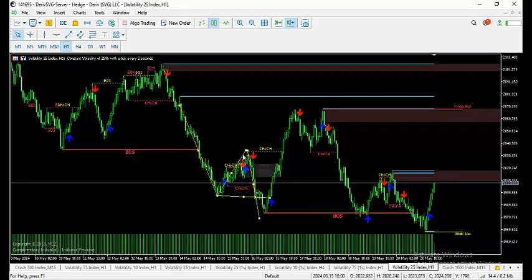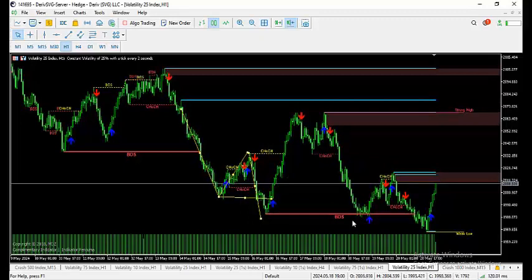You can see price took out this low, and what happened? We have a signal over here, and this signal is our trade. You can see what happened: price really rose up very, very aggressively. The same thing is also happening over here.